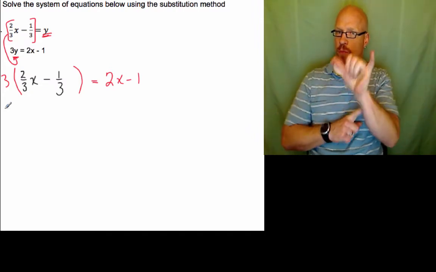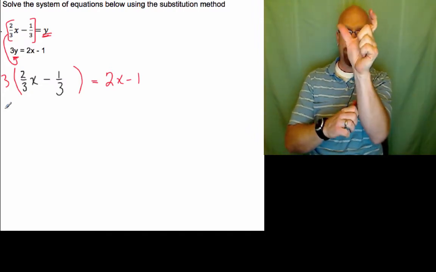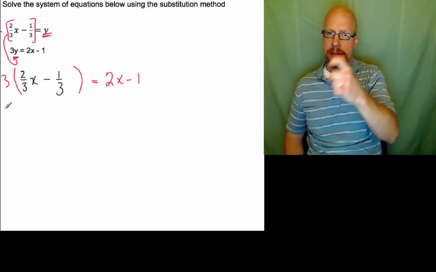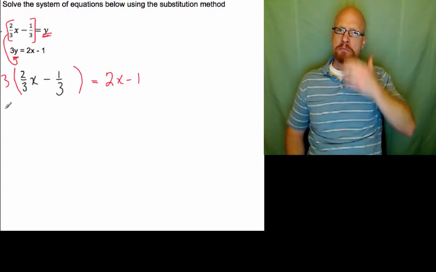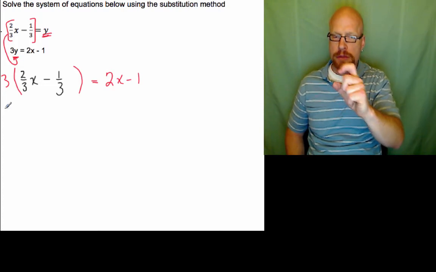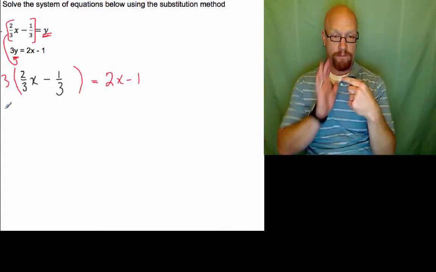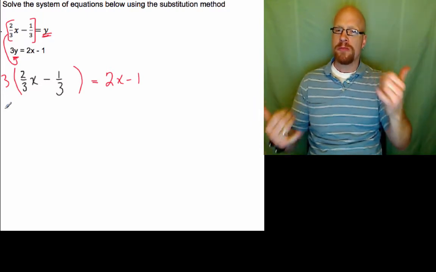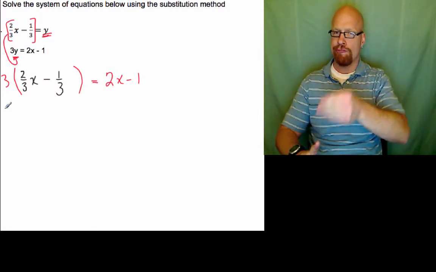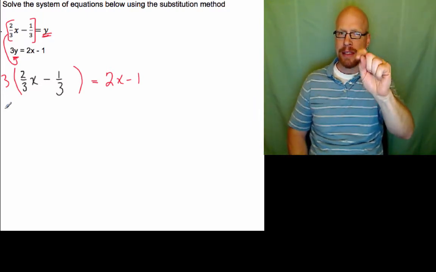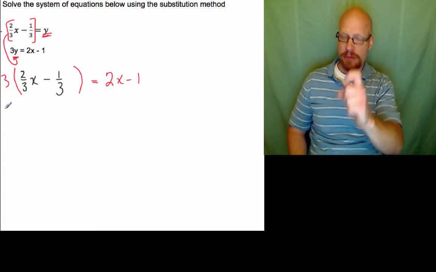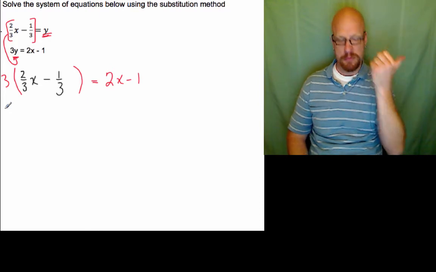Now what you can see is I've replaced the y variable in the second equation with the equivalent part of the equation in the first one. So now we have one equation and one variable, and we can solve for x then. So we have 3 multiplied, distributing over the quantity 2/3 x minus 1/3.